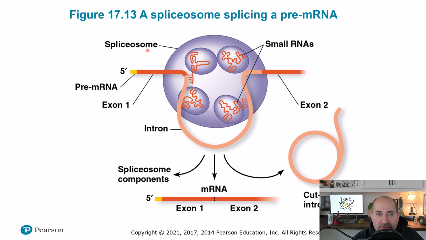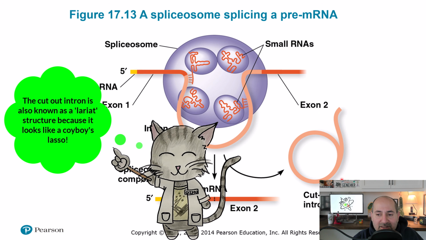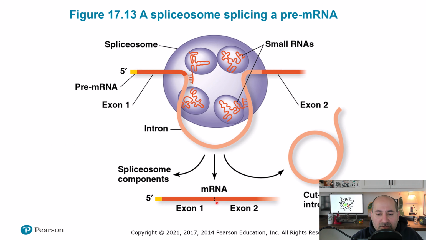And again, the spliceosome, which is made up of protein and small RNAs, the small RNAs are depicted here in red. The spliceosome will bring the exons together and literally loop out, splice out, or cut out the intron. This is known as cut out intron or spliced out intron. And now the result is that you have exon 1 joined directly to exon 2. So this is how pre-mRNA is processed into mature mRNA by removal of the non-coding intron regions.